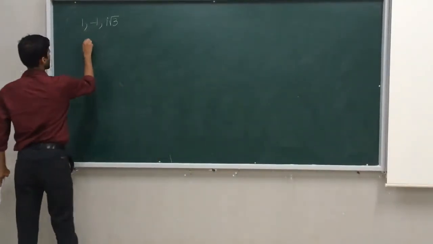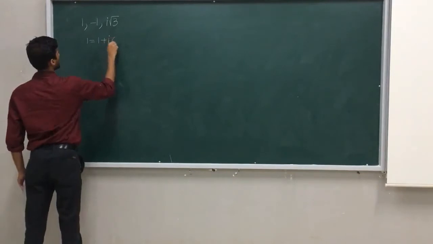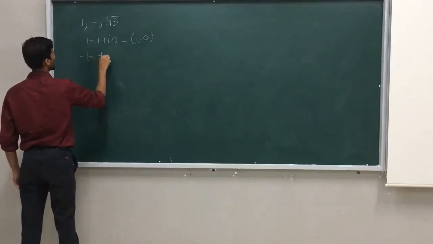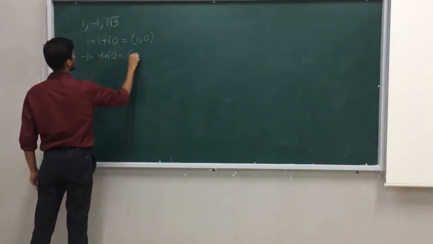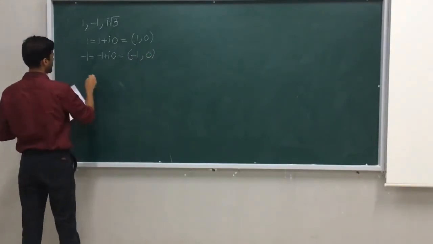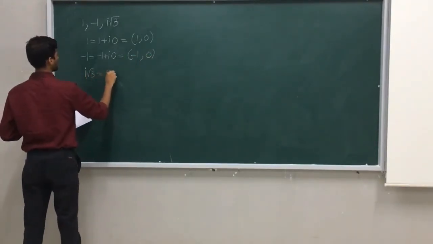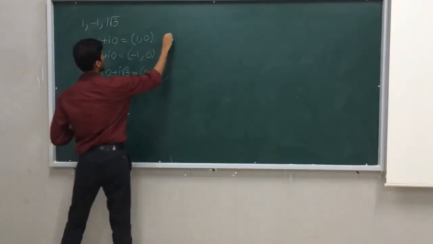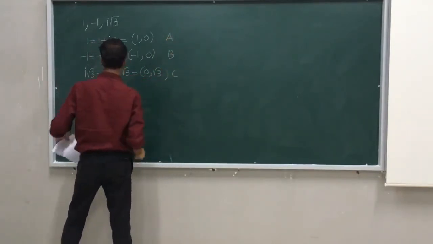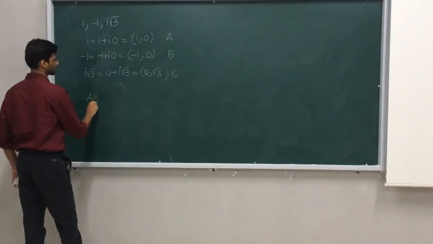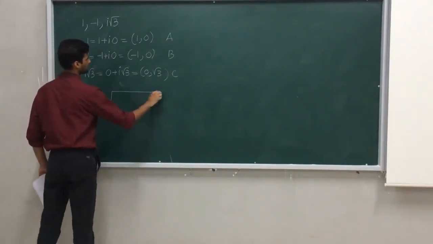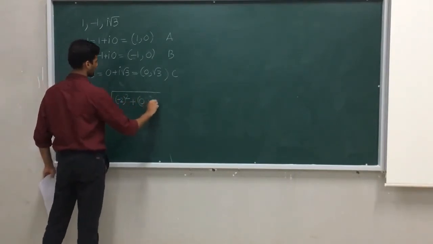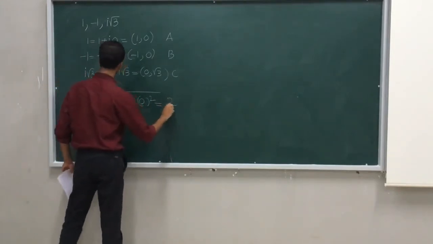So 3 complex numbers are given. 1 can be written as 1 plus i0, therefore its point is 1, 0. Minus 1 can be written as minus 1 plus i0, its point is minus 1, 0. And i root 3 can be written as 0 plus i root 3, so its point is 0, root 3. Call these A, B, C. I'll take first AB, the distance of these 2 points. AB means minus 1 minus 1, it is minus 2 the whole square plus 0 the whole square. So minus 2 the whole square is 4, it is 2. Then I'll take BC.